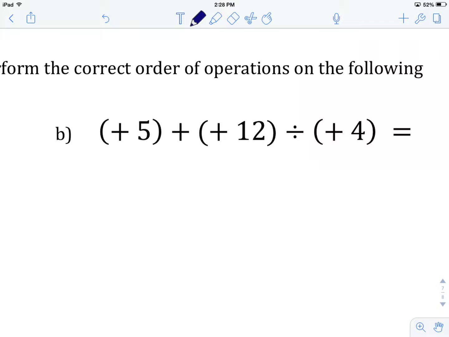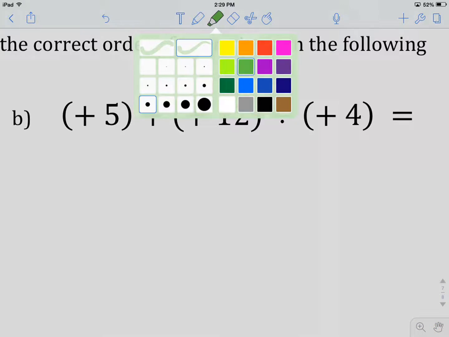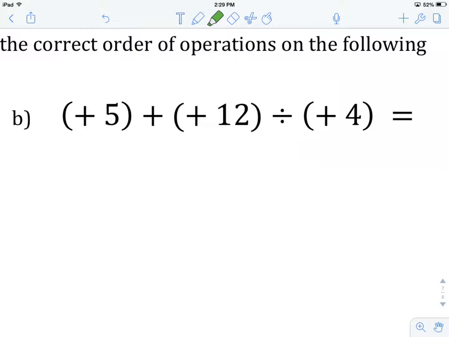Alright, let's get a look. We have multiplication and division. That's what we're looking to tackle here first. So as we read left to right, we look at positive 5 plus positive 12. Not going to do that one. That one is addition. We're going to save that. Let's look at the next ones. Positive 12 divided by positive 4. Okay, so that's got division. That works. We're going to do this particular operation first.